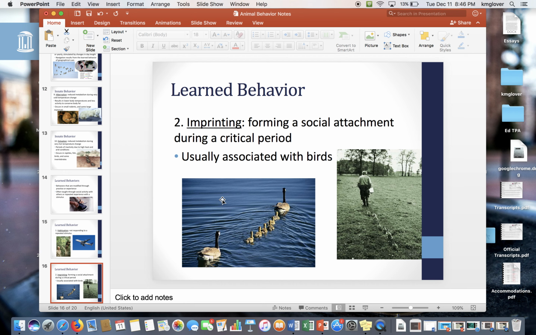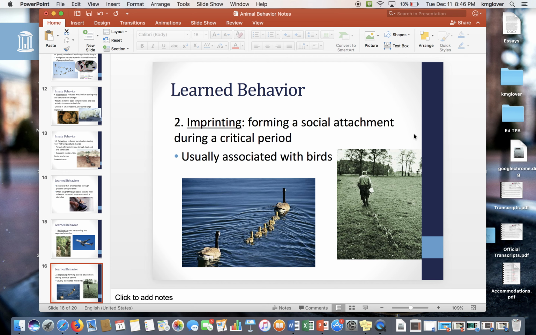Imprinting is, our definition is, forming a social attachment during a critical period. Basically, it's fixing your attention on the first thing you see. So let's say you have a little baby cute duck. Well, when it's born, the first thing that it sees is its mother, right? Its mother duck. So it's going to follow it. But what if the first thing it sees is actually a human? This is a very critical time. When you are a baby, it's very, very critical for your learning. You fixate yourself on the first thing you see, and that's what you follow. You imprint on it. Okay?